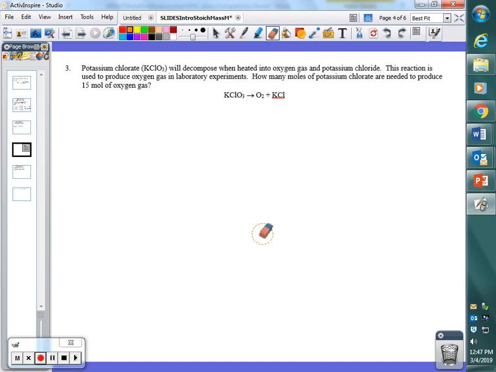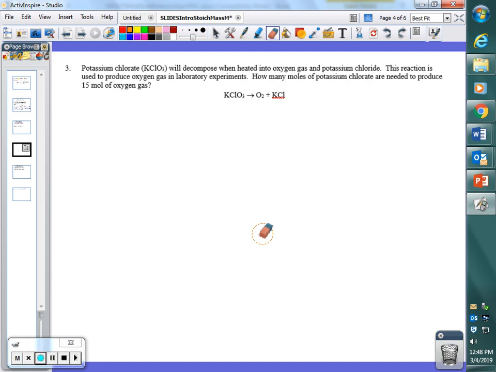So if we need to have pure oxygen gas as a reactant for another reaction, like maybe one of these combustion reactions, this is a way that we can produce oxygen gas. Okay? It says how many moles of potassium chlorate are needed to produce 15 moles of oxygen gas. On Friday, we started talking about a procedure for how to handle this, right? It's asking us about amounts of products and reactants in this reaction. This is a stoichiometry problem.